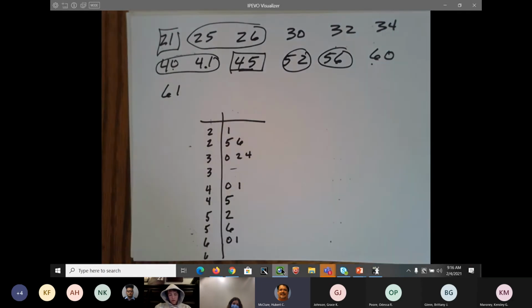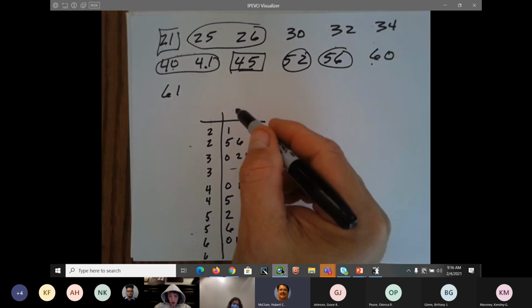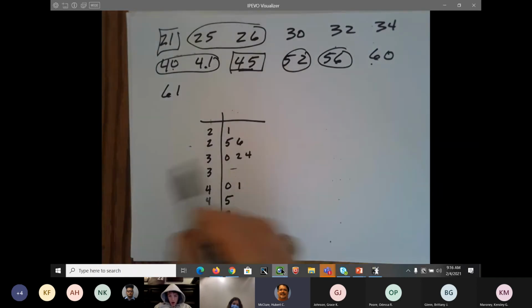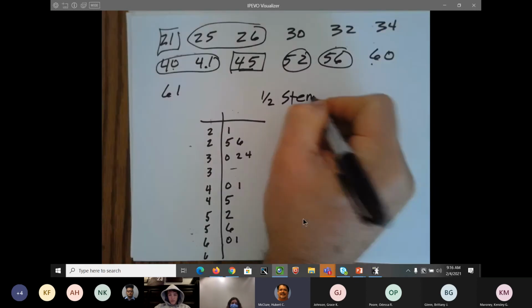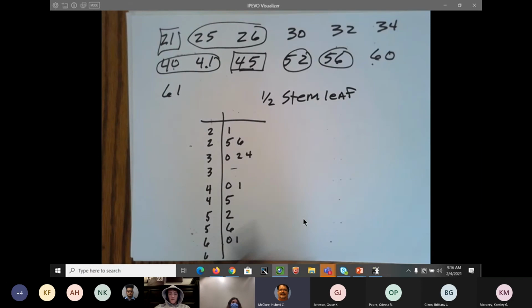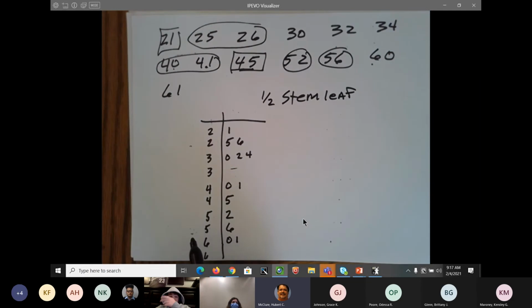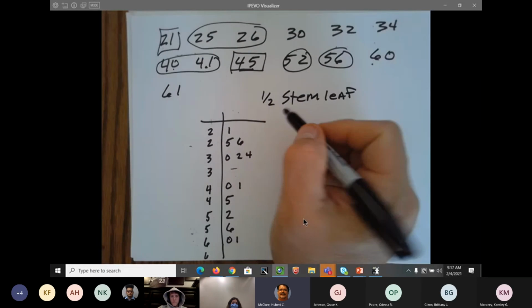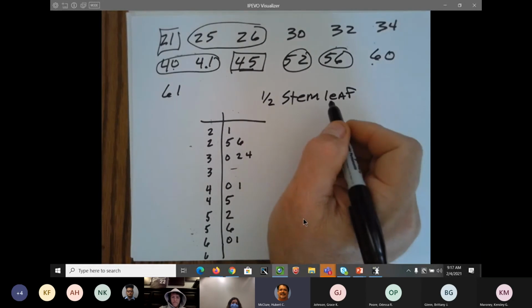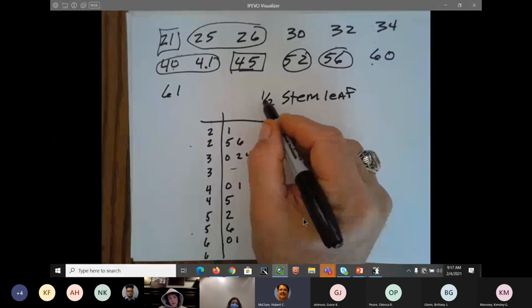That's called a split. And as you can tell, it kind of messes up your curve. I'm not a big fan of these, okay? I'm not a big fan of half stem and leaf. That's what it's called, half stem leaf. But you might see it on a standardized test. And the biggest thing is you split it. Some people call it a split stem leaf, and some people call it a half stem leaf.